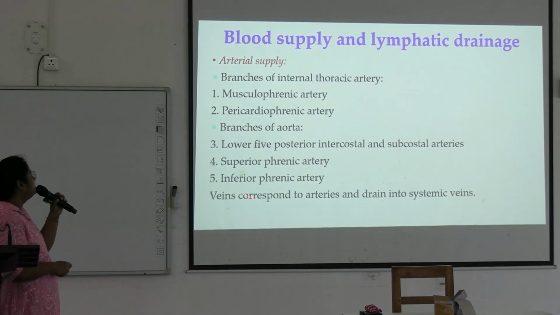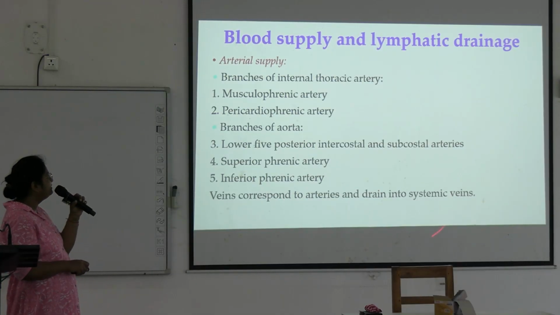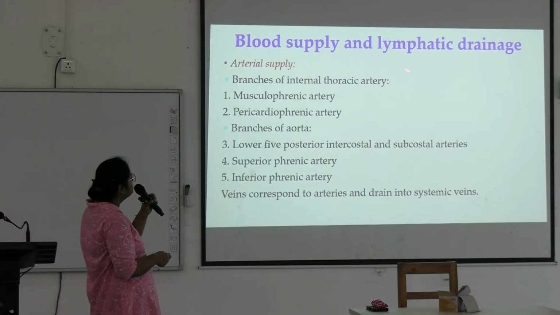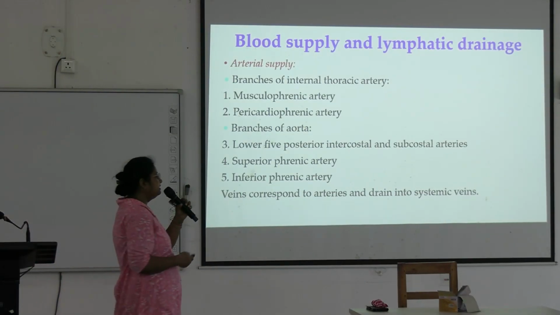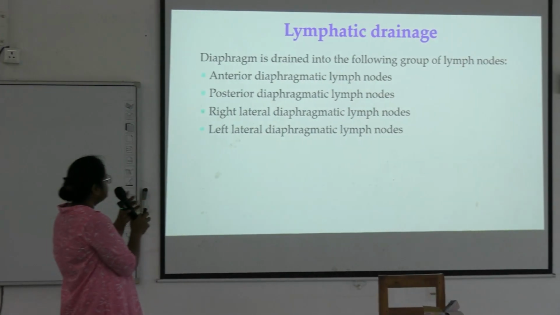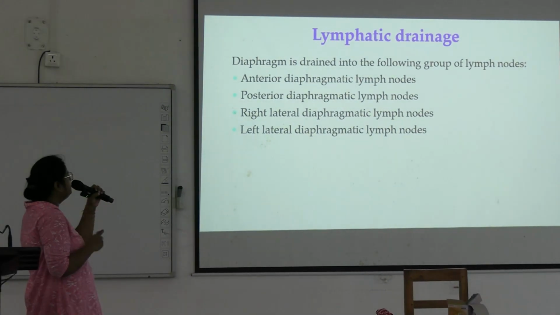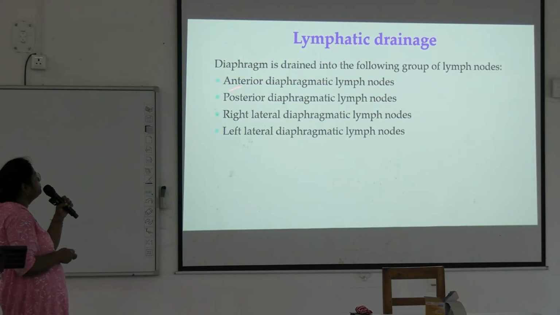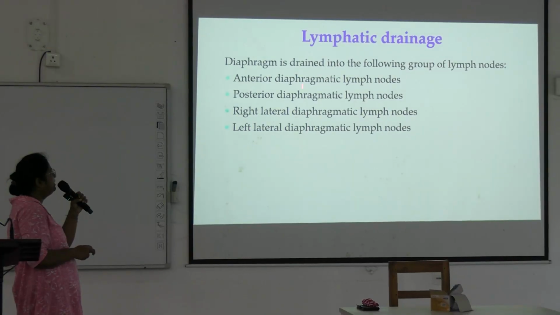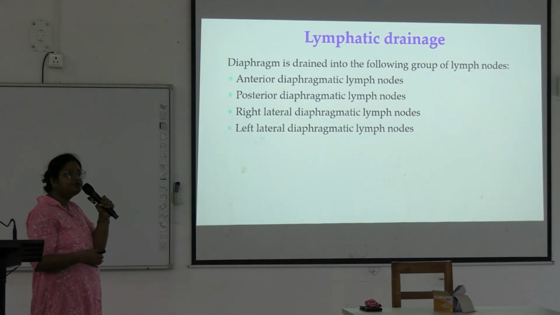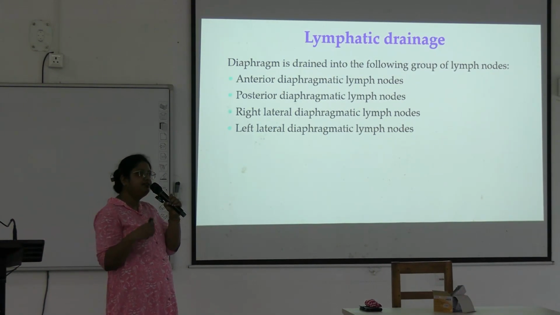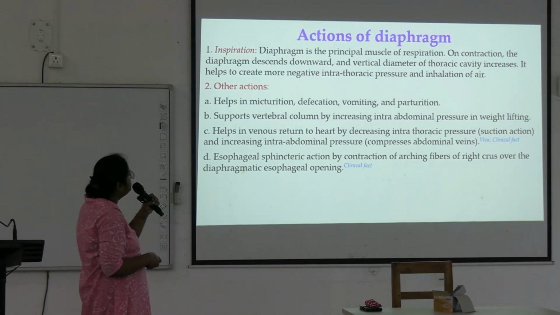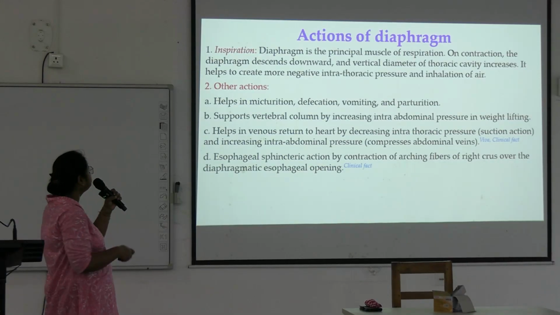So they will supply the diaphragm. And the veins correspond to the arteries and drain into the systemic veins. Okay. So this is the venous drainage of the diaphragm. Okay, understood? Next is lymphatic drainage. So the diaphragm is drained into the following group of lymph nodes: anterior, posterior, right lateral and left lateral diaphragmatic lymph nodes. Okay, according to their location they have been named. Next we are going to actions of the diaphragm.